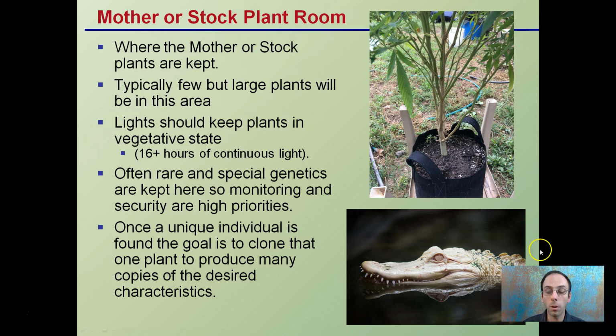Unique individuals, to have the picture of the albino here, is found. The goal is to clone that plant to produce many of those desired copies of that offspring. As a result, I have this picture here because growers may want to choose to prune them a little bit differently. Want to increase the branching to increase the availability of clones that can be used for propagation.